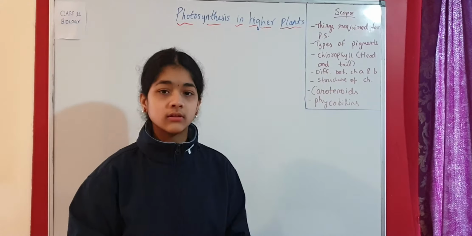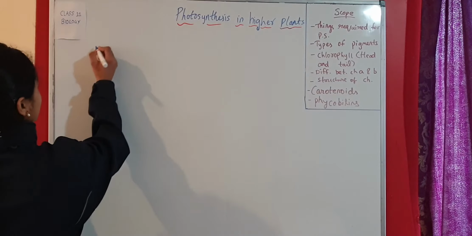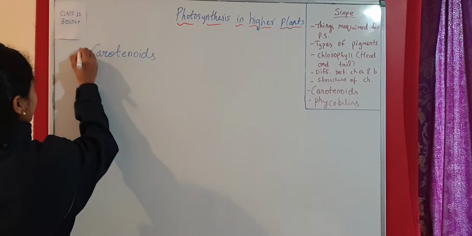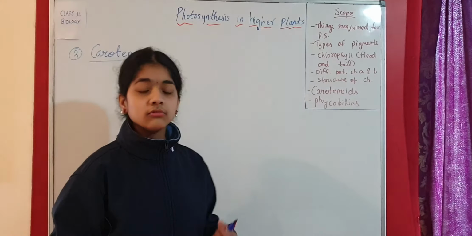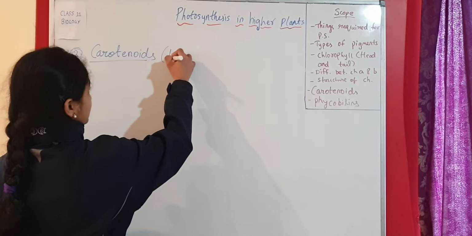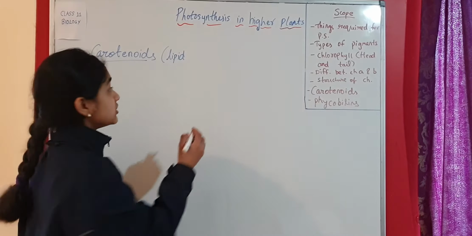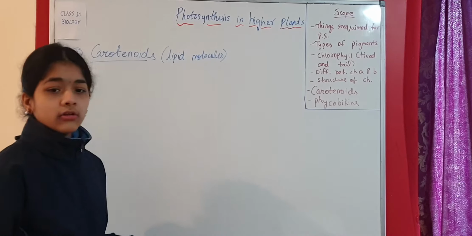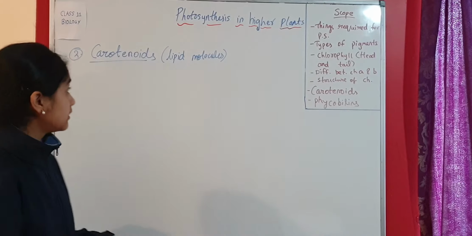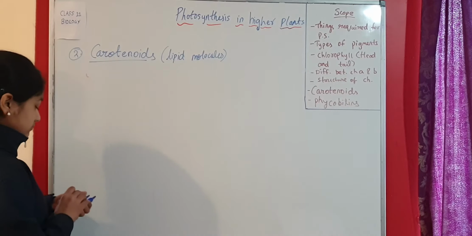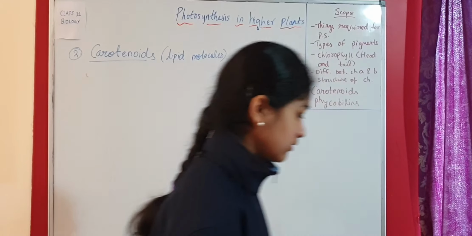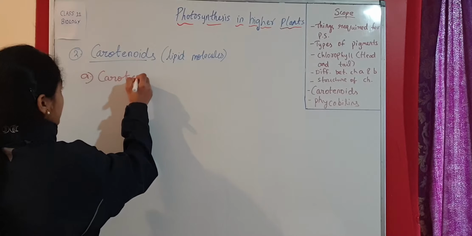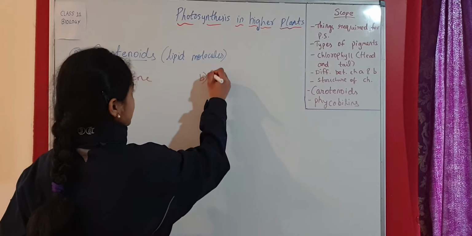Coming to the next one, those are carotenoids and phycobilins. So carotenoids is the second type of pigment. Now usually carotenoids are lipids. They are fatty in nature, so lipid molecules. And carotenoids can be divided into 2 types. The first one is called carotene and the second one is called xanthophyll.